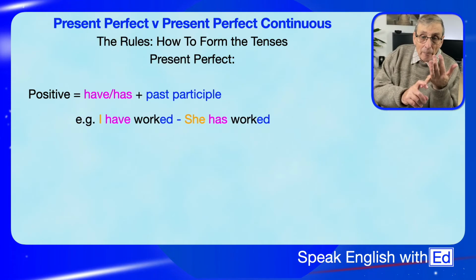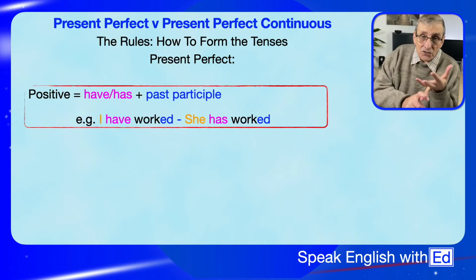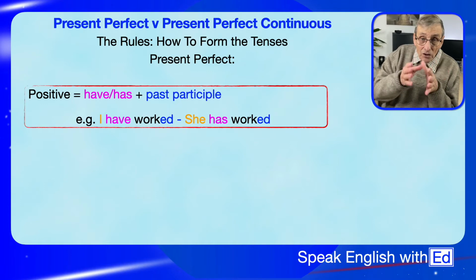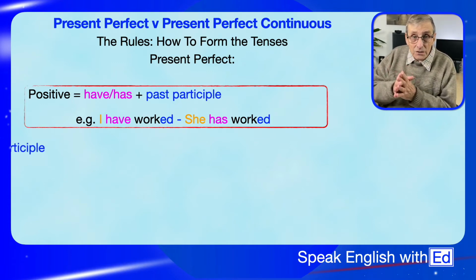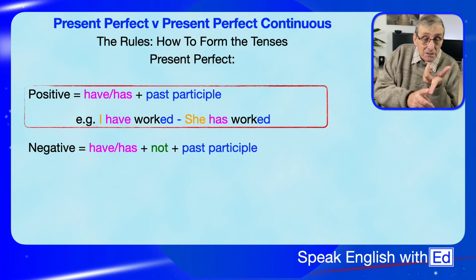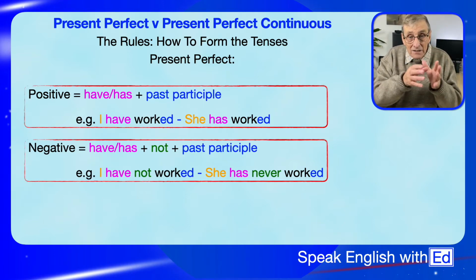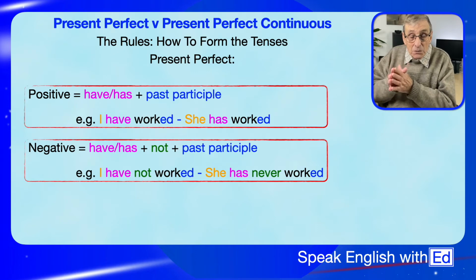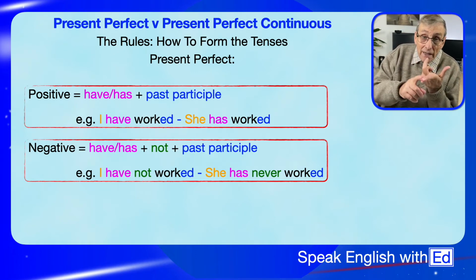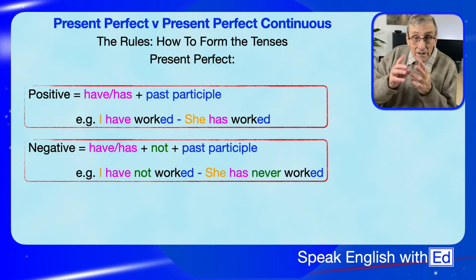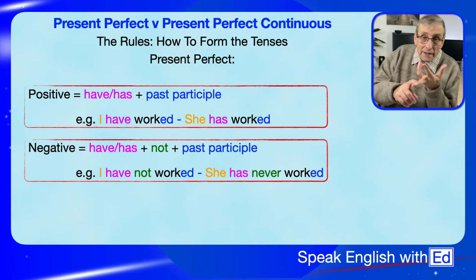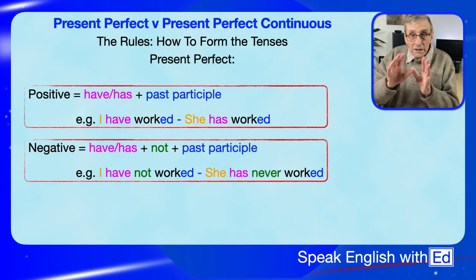We've got here, I have worked, she has worked. So have or has with a past participle, worked. When you're making negative statements or sentences, you need to put a negative word in there. So in between have or has and the past participle, you need to put a negative word. So here we've got I have not worked. That's the negative word, not. Or she has never worked. Never is another negative word that can go in here, as long as you get a negative word in between the two.